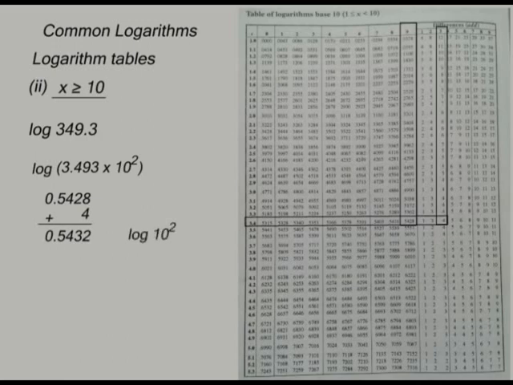Next is the log of 10 to power 2. Now, this is important to get. We have already indicated that the log of a number is simply the power of that number. And so the log of 10 to power 2 is simply 2. So we add 2 to our answer as a whole number. And so we shall have 2.5432. And so log 349.3 is equal to 2.5432. In fact, after you write the number in standard form, you write the power of 10 first, even before you read the logs.